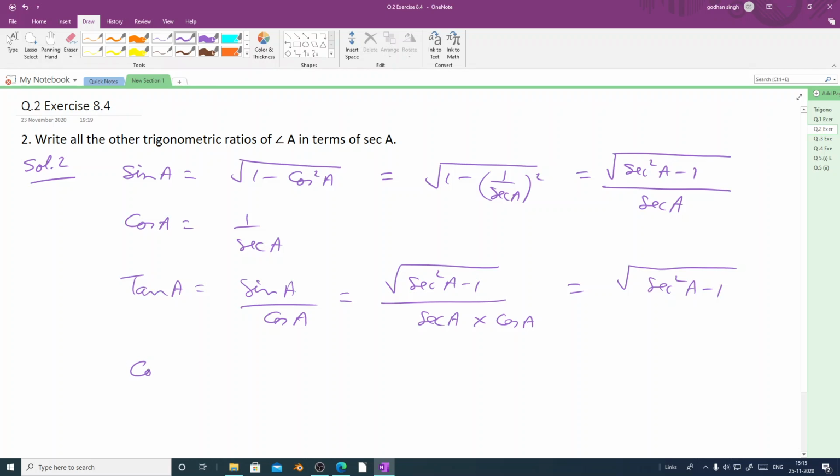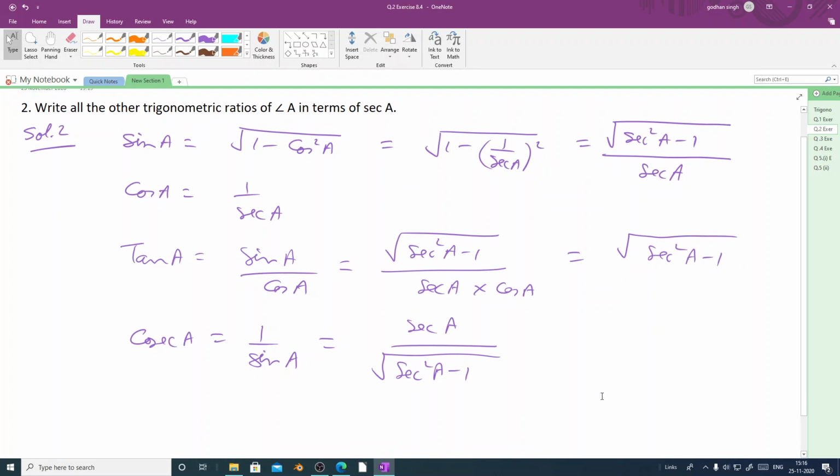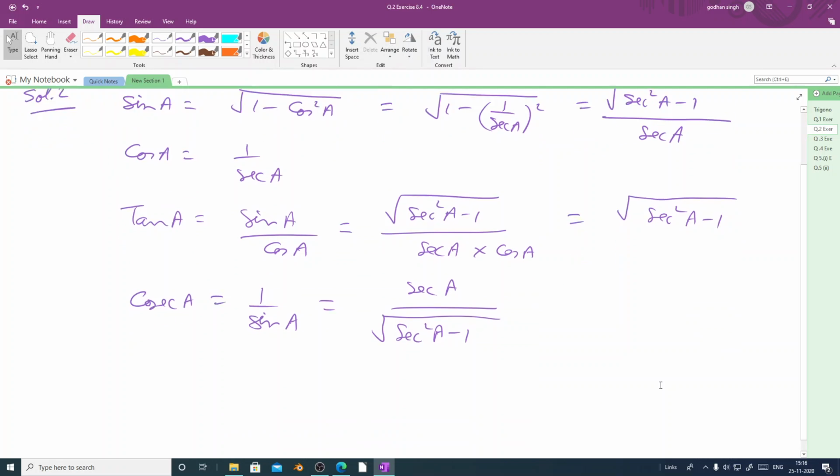So we know that cosec A is nothing but the reciprocal of sine A. So cosec A equal to 1 by sine A. Already we are having the value of sine A in terms of sec A. So we'll take the reciprocal of this. So that will be sec A over square root of sec square A minus 1. So this is the answer of cosec A.